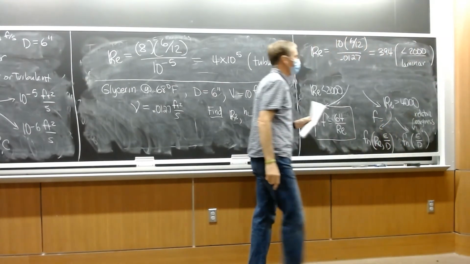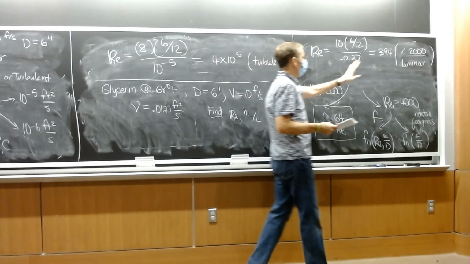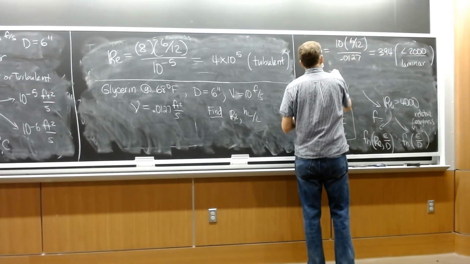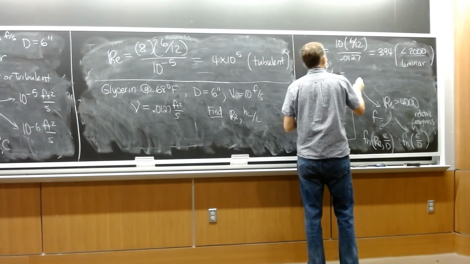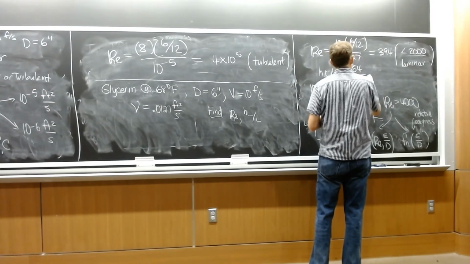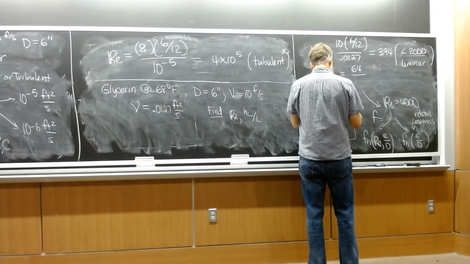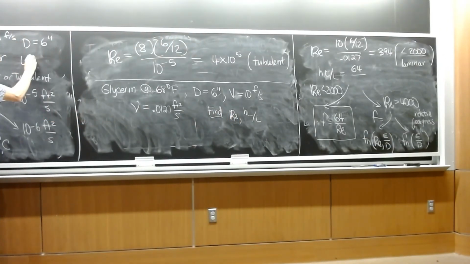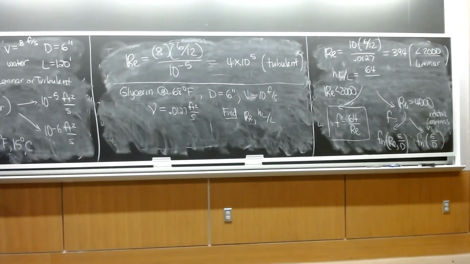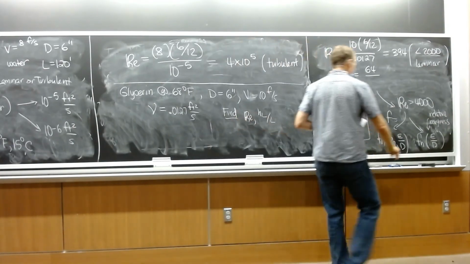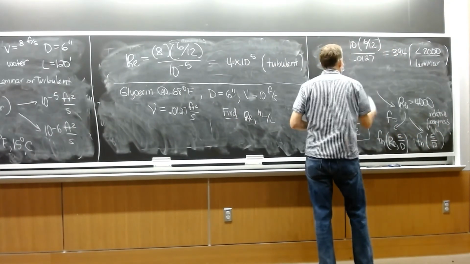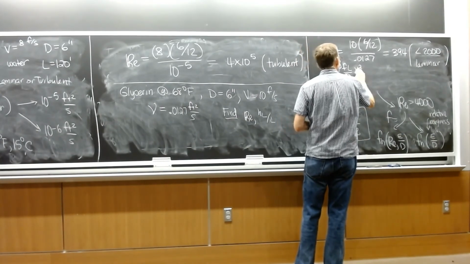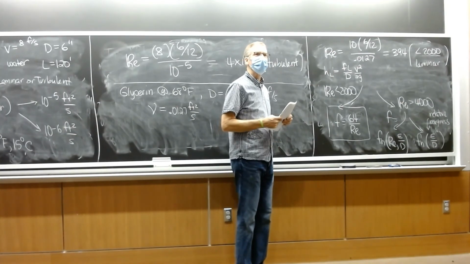Put in the velocity, the pipe diameter, and the kinematic viscosity, you get this low value for the Reynolds number. Oh, and sorry about that. So that lets us calculate the head loss. So there's our Darcy equation. Calculate head loss.